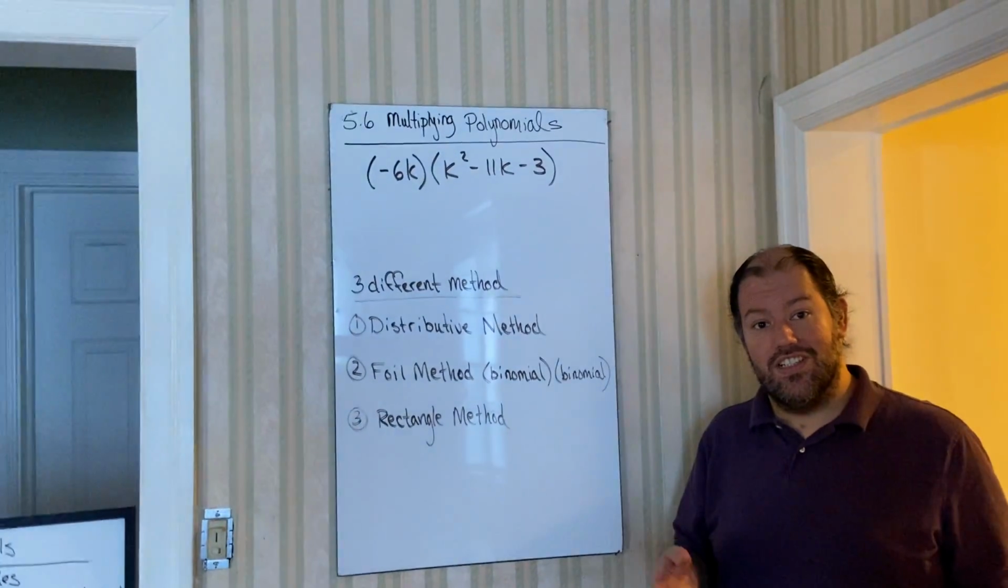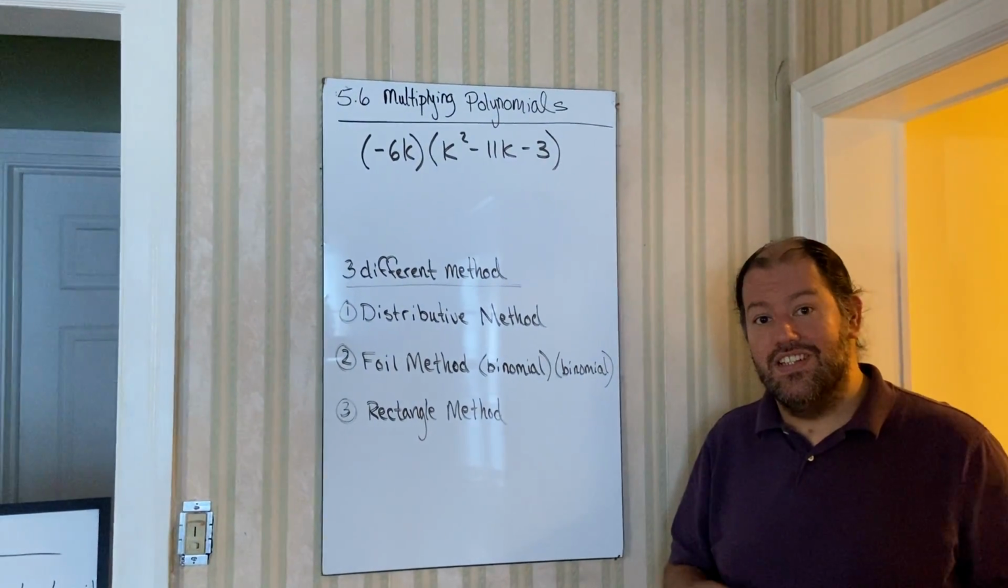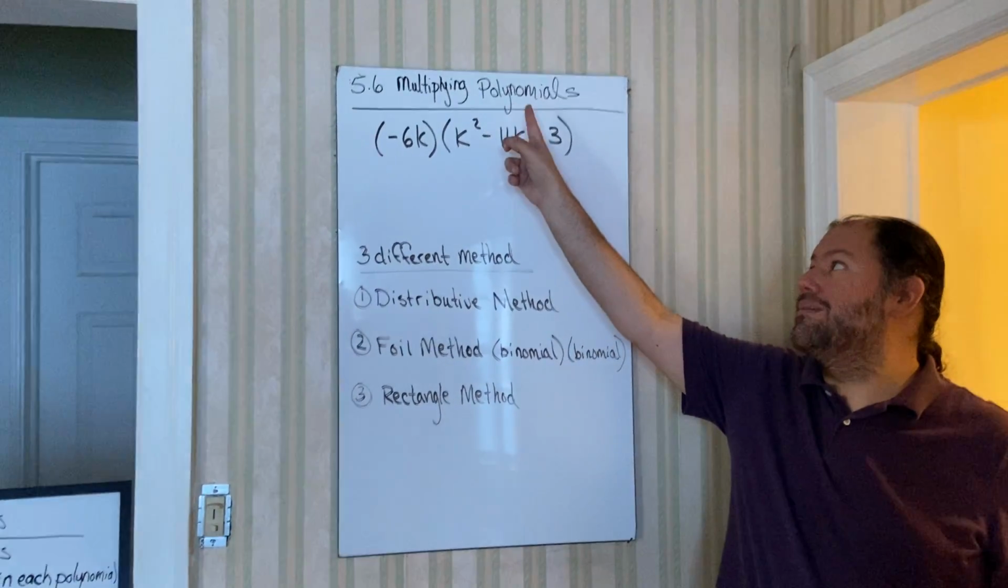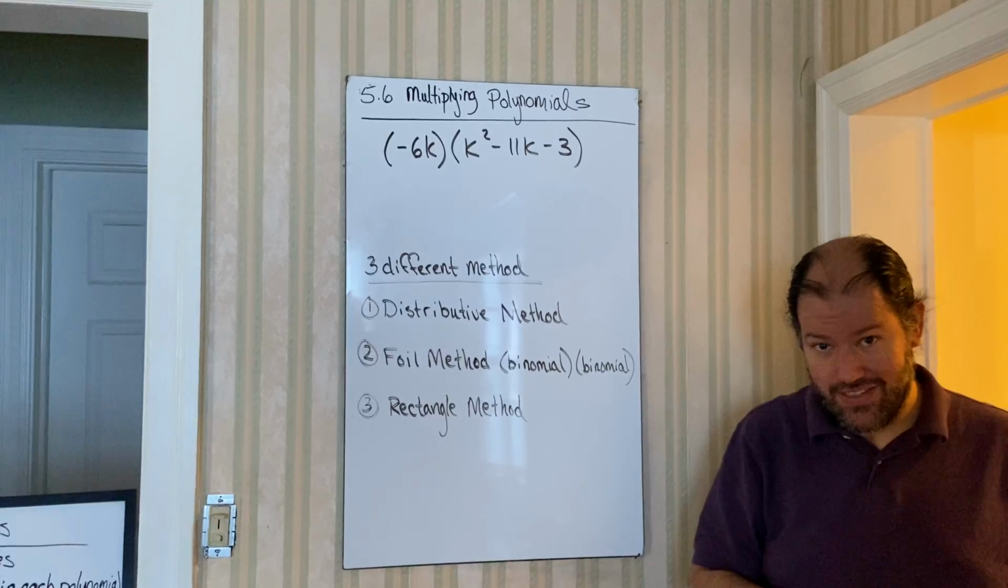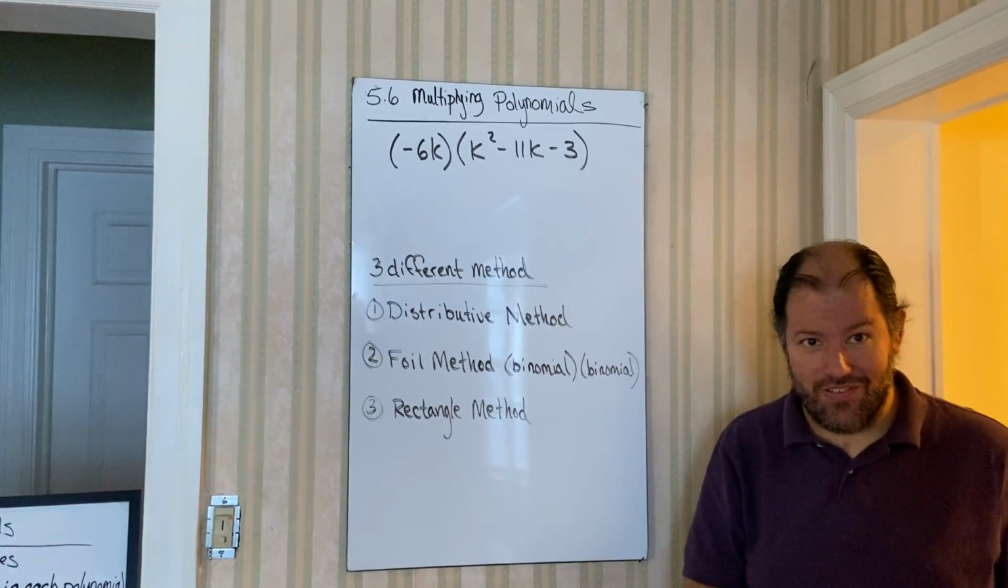So we have a new section. This is going to be 5.6. 5.6 has to do with multiplying polynomials. So we learn how to add and subtract. We also learn what a definition of a polynomial is.